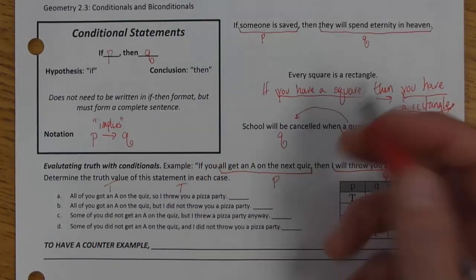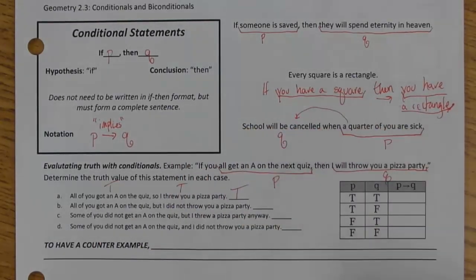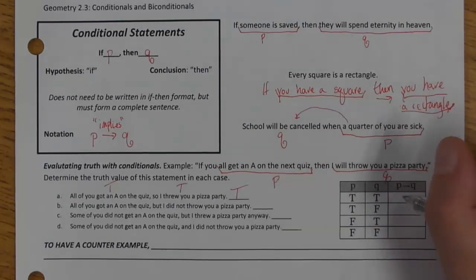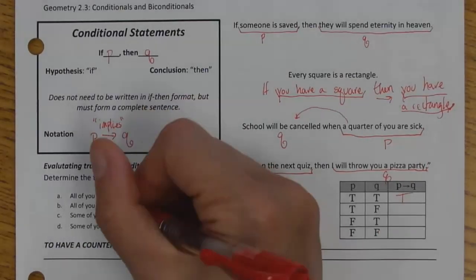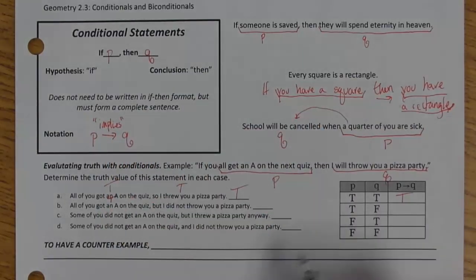Well, I wouldn't be lying to you. I told you if you got an A, then you get a pizza party, and that is true. So that means when both are true, the overall statement is true. Now, let's say we had this happen. All of you guys got an A on the quiz. Excellent, awesome, I would be thrilled. But I didn't throw you a pizza party.